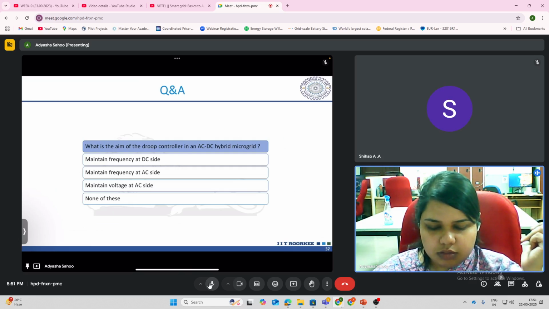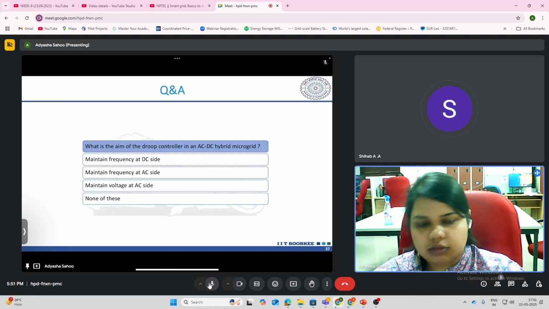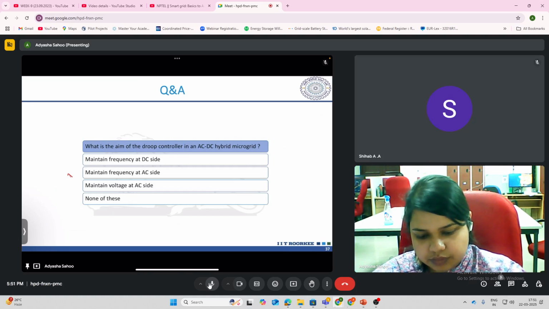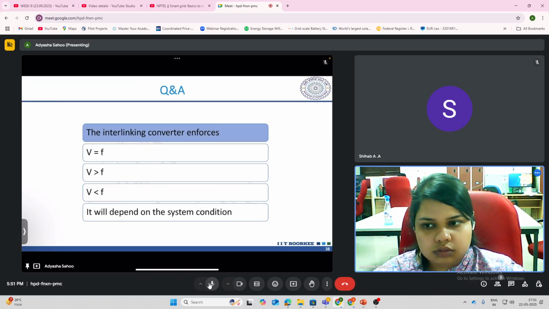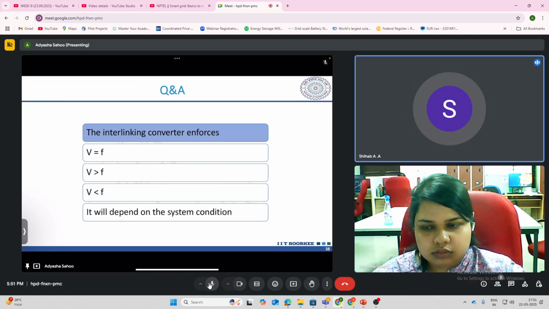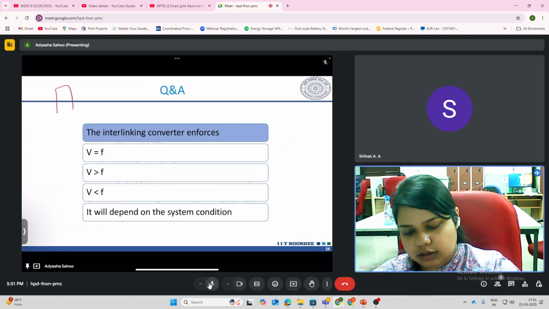Maintain frequency or maintain voltage? Yes, maintain frequency. Then frequency means at the AC side. Now, the interlinking converter enforces which of the following? No, it is the bidirectional converter.